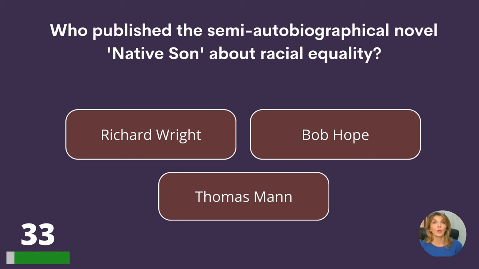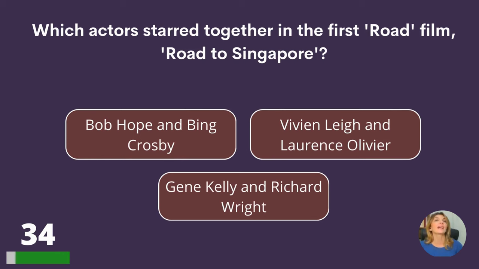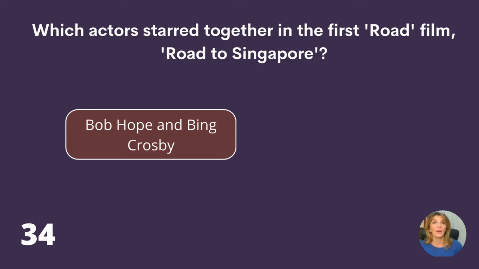Who published the semi-autobiographical novel Native Son about racial equality? Richard Wright, Bob Hope, or Thomas Mann? Richard Wright. Which actors starred together in the first Road film, Road to Singapore? Bob Hope and Bing Crosby, Vivien Leigh and Laurence Olivier, or Gene Kelly and Richard Wright? Bob Hope and Bing Crosby.